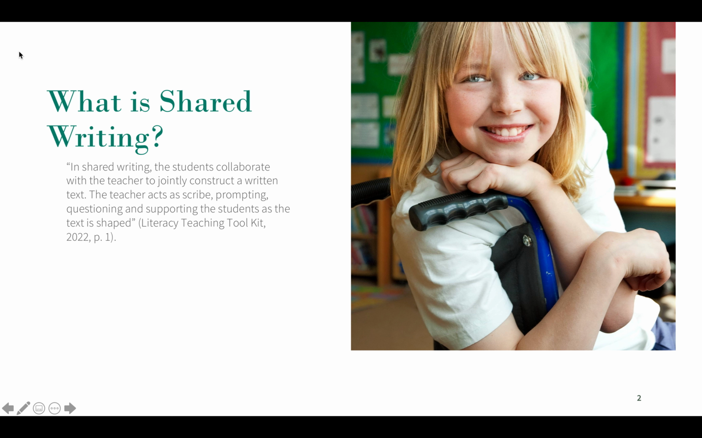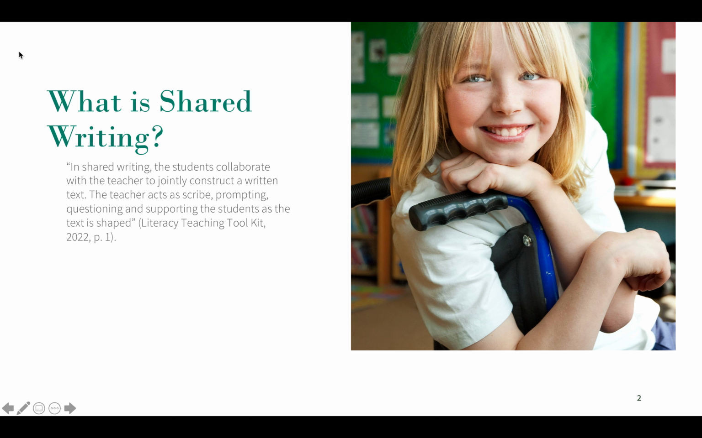So, I really just want to focus in on the biggest part of shared writing that I have learned throughout using this instructional process in my own classroom. And that is the fact that you are a scribe. And it's very hard as teachers to step out of the role of wanting to direct our students in making sure that everything within their sentence is correct and just allowing them to talk us through what should be within a written piece of work.